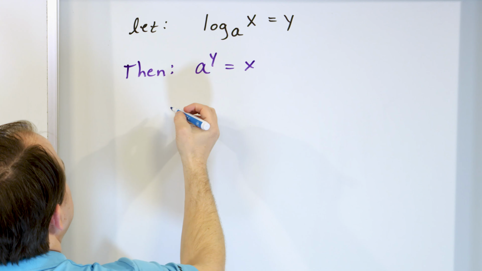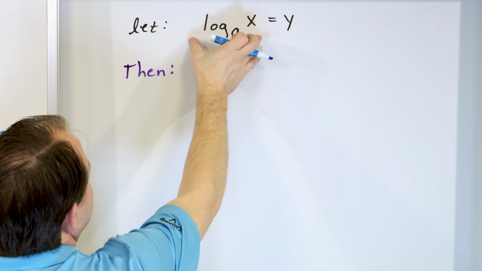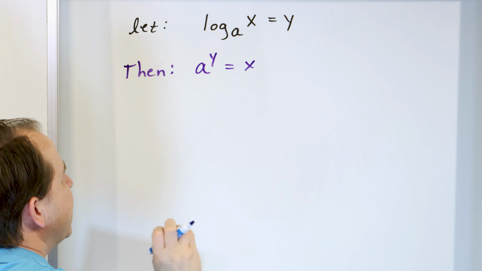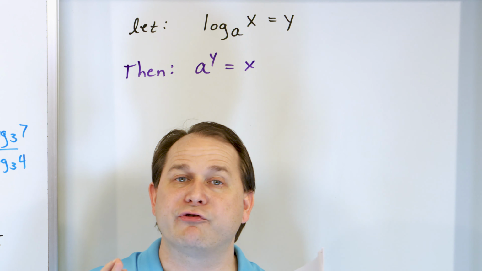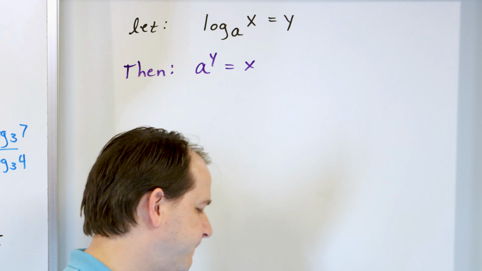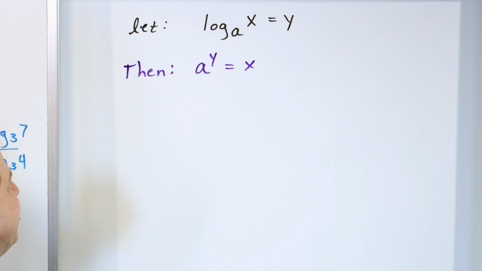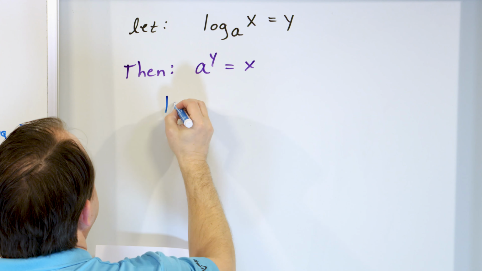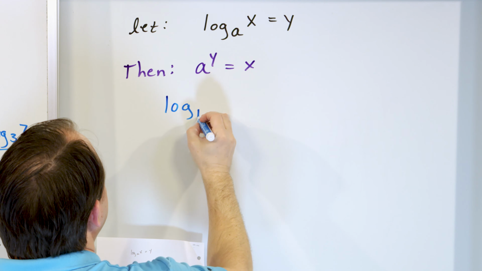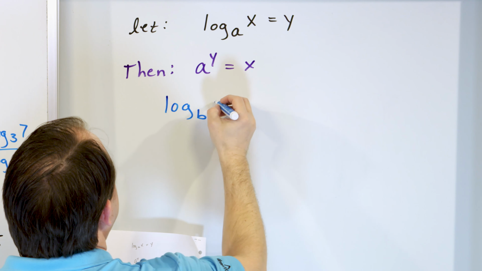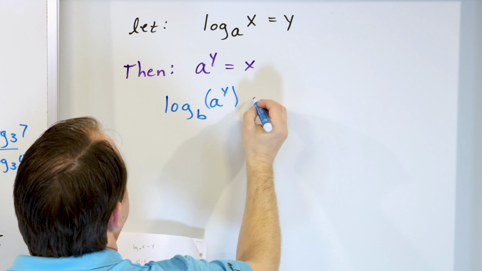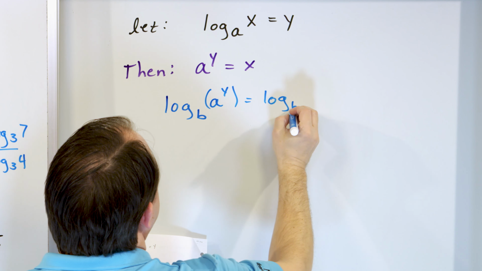Then I can do whatever I want to this, because if this is true, then this is true. So the next thing I want to do is take the logarithm of both sides. In order to keep everything general, I'm going to take some logarithm of both sides, but with a different base b. Here's a to the y power, log base b of x.